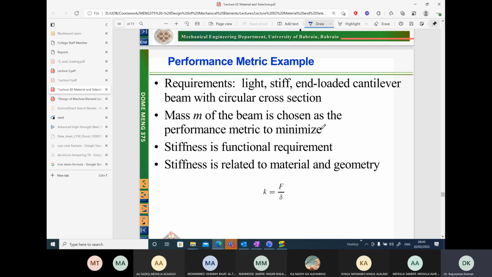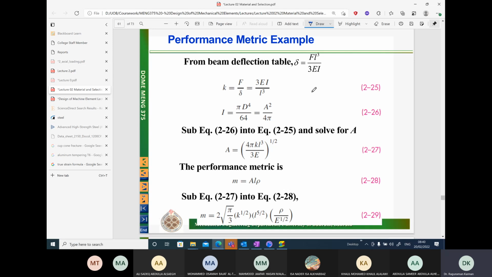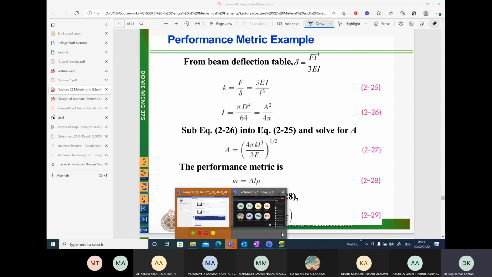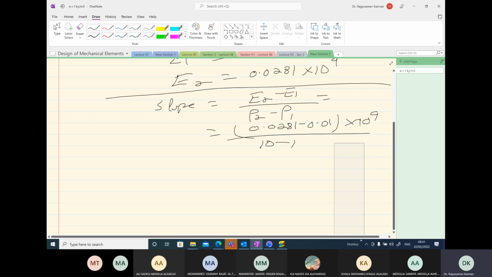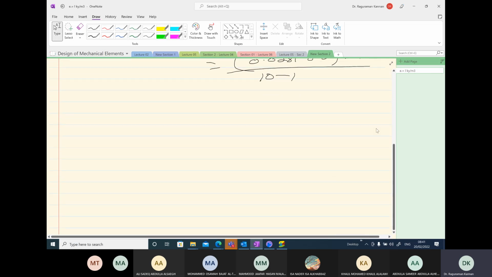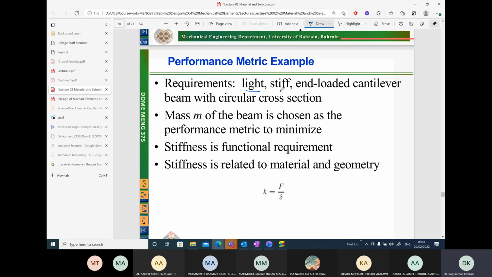So let's see if we have more examples. Okay, so here we have an example of a beam, deflection of a beam, and we want to figure out what is the material index for a beam. So let's go here to the notepad and try to derive. I want you guys to participate here and figure out what is the material index of a beam. So let's go back to the question here. What do we want? Light, stiff, end-loaded cantilever beam with a circular cross section.